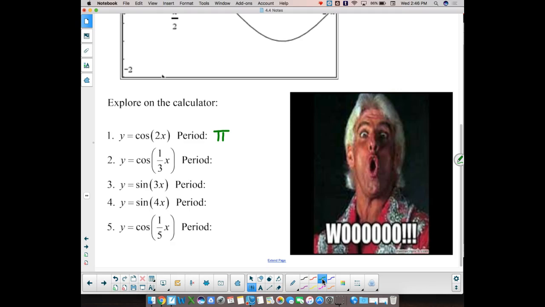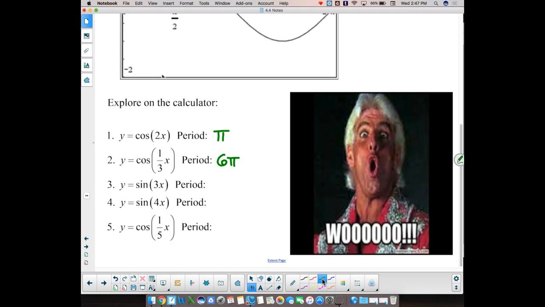Cosine of 1/3 of x, that one would be a little more tricky. You probably saw some of the cosine curve, but you didn't see all of it. You only saw 1/3 of it, which means that the period would be 6 pi. If you expand your window out to 6 pi, you would see 1 complete cosine wave.